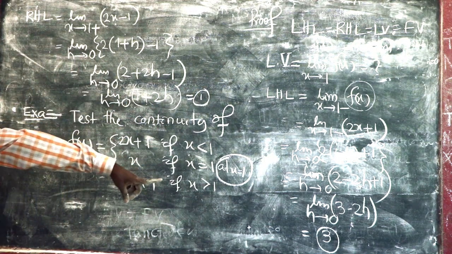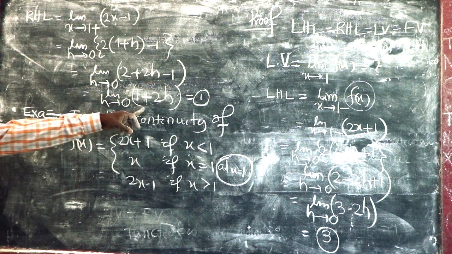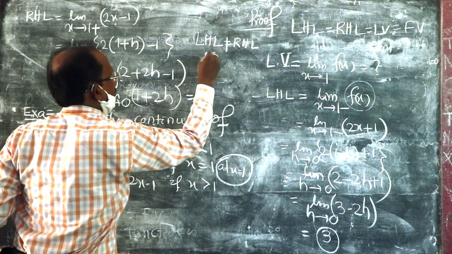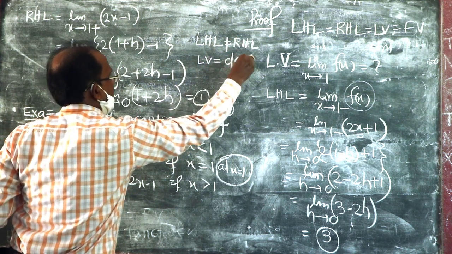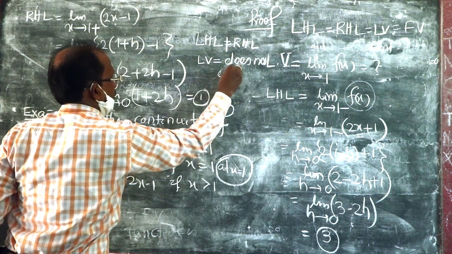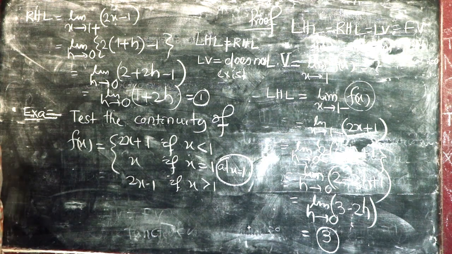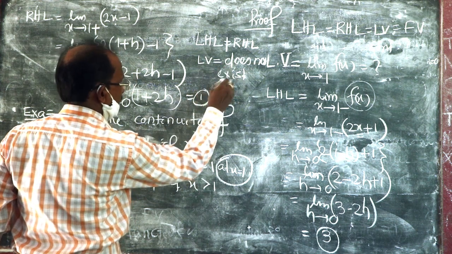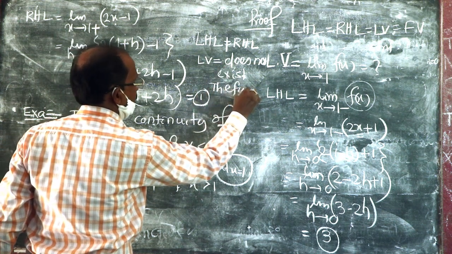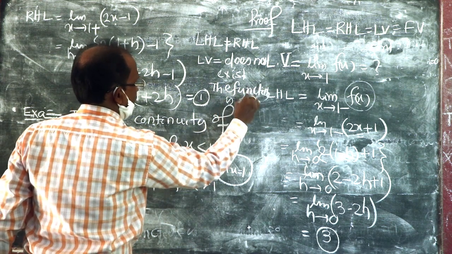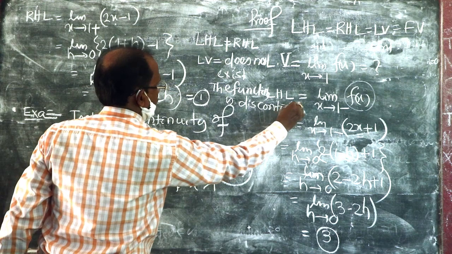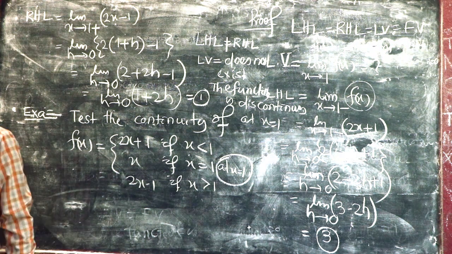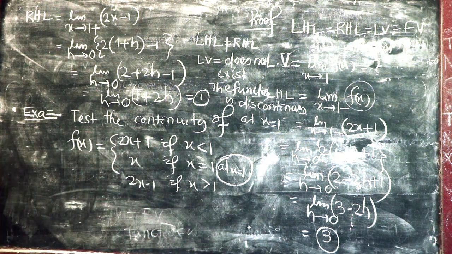Since left hand limit is equal to 3 and right hand limit is equal to 1, so LHL is not equal to RHL, therefore limiting value does not exist. So the function is discontinuous. The limiting value does not exist and the function is discontinuous at x is equal to 1.